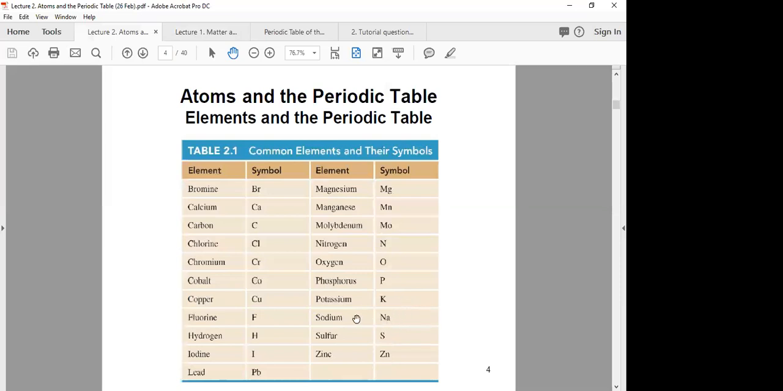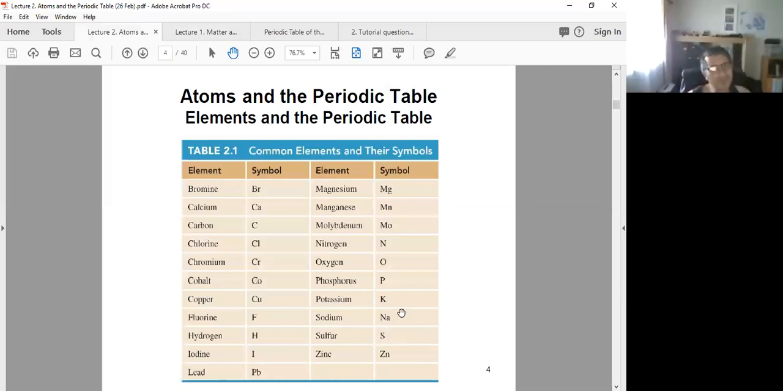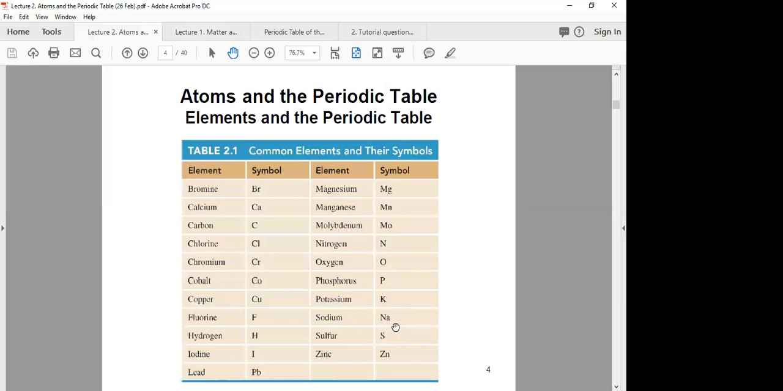And another odd one here, this is an important one for students to remember because this comes up all the time. Sodium, Na. Is it natrium? Natrium. Oh, natrium, yep, that's it. So natrium is the Latin name for sodium and hence the Na. And then we've got sulfur and zinc. So they're element names and element symbols.